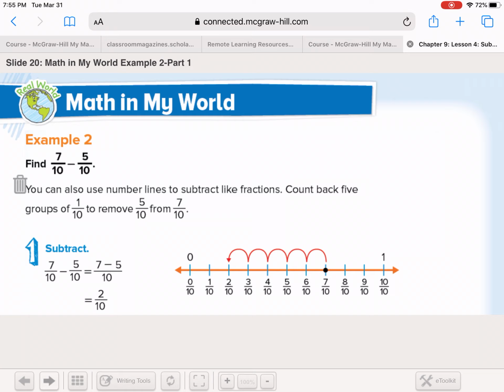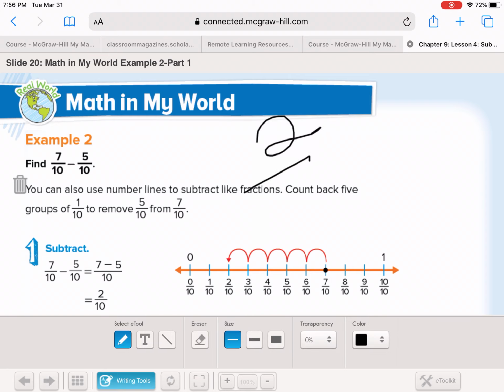All right, now the other thing that you could do is use a number line. I don't see why you would need to do that, but I can't think of any person in our class who would not know that 7 minus 5 is 2. I can't think of anyone. So I know you guys would know 2/10. The thing is I just want you to remember you have to put that in simplest form.